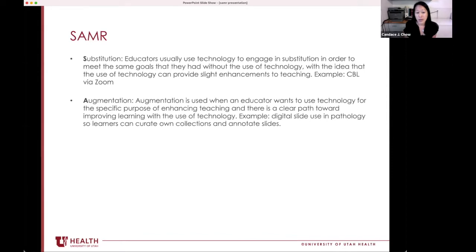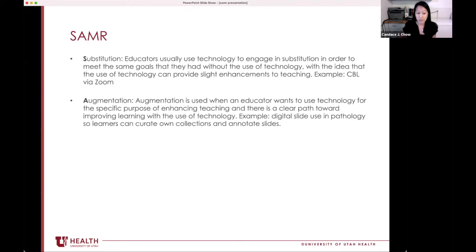Augmentation is when an educator wants to use technology for a specific purpose to enhance teaching, and when there's a slight improvement that can be achieved through the integration of technology. So an example that we have, and this comes from Dr. Karen Moser, one of our course directors, is that in teaching pathology, she realized that when students could handle digital slides instead of physical slides, they could actually curate their own collection of slides, and then they could also annotate the slides. So this was a way in which she found she was able to augment the learning through the incorporation of technology.